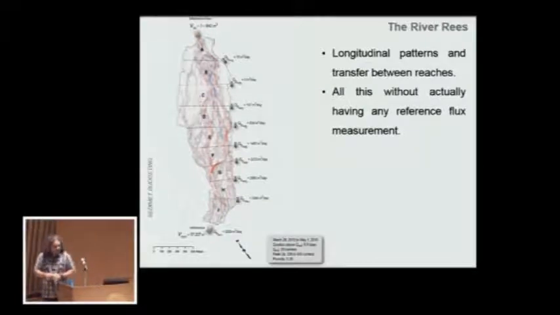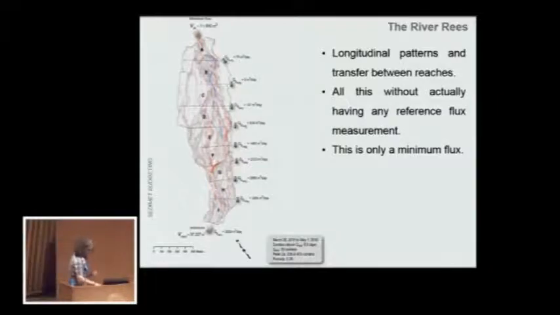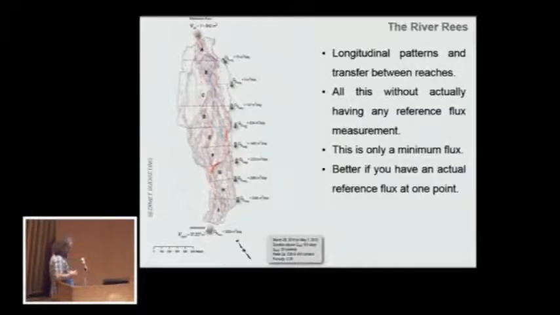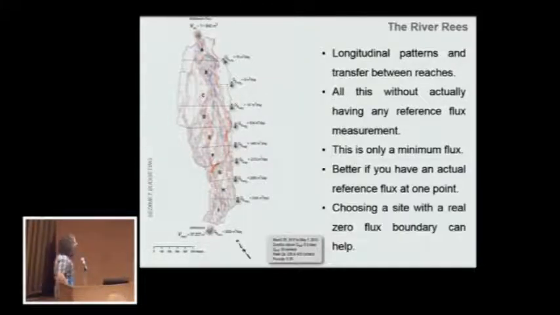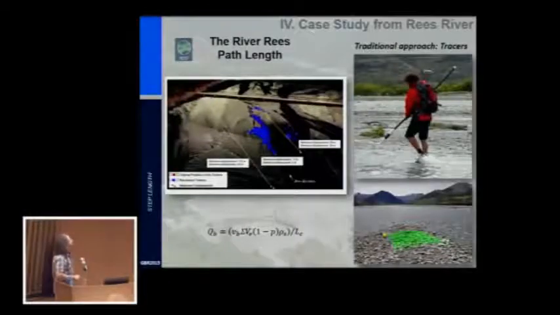We know that this is without having an actual reference sediment flux, but at least it provides a minimum flux through the reaches, and we can look at the spatial variability of this sediment transport through the system. And of course, it could be better if you have a reference flux in one reach, or if you are downstream from a section where you know that sediment transport to downstream is zero. For that reason, it's very important to choose a good design when you already have in mind to apply this approach for further investigations. So let's move to the second approach, the path length approach.